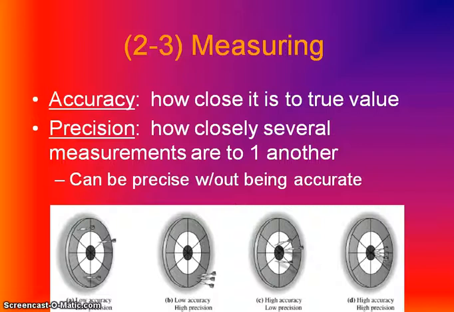Now, it is possible to be precise without being accurate. For instance, if you look at the diagram here, you can see that all three of the darts are thrown very close together, so they're very precise, but none of them are very close to the actual target, which would make it accurate. So when at all possible, we try to ensure that our measurements are both accurate and precise.